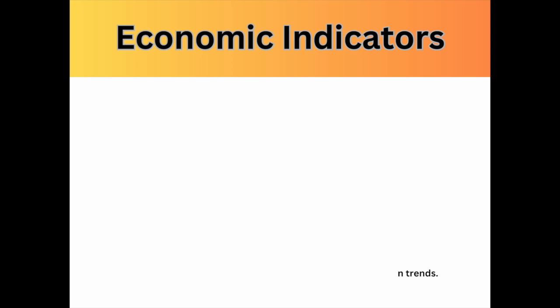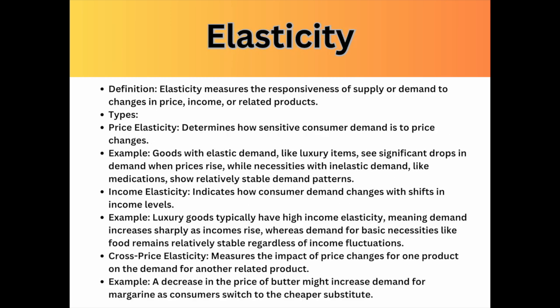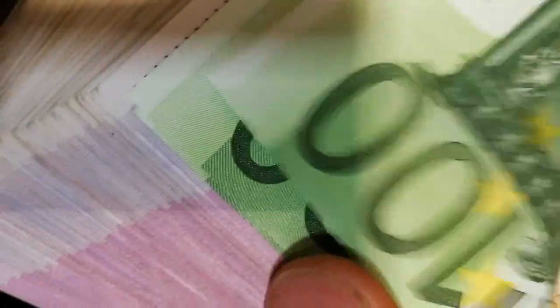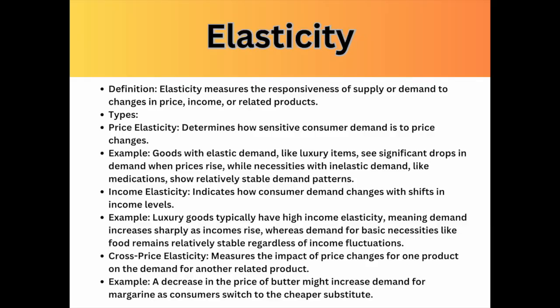Now we will be looking at elasticity. Elasticity measures the responsiveness of supply or demand to change in price, income, or related products. For example, price elasticity determines how sensitive consumer demand is to price changes. Goods with elastic demand, like luxury items, see significant drops in demand when prices rise, while necessities with inelastic demand, like medications, show relatively stable demand patterns.